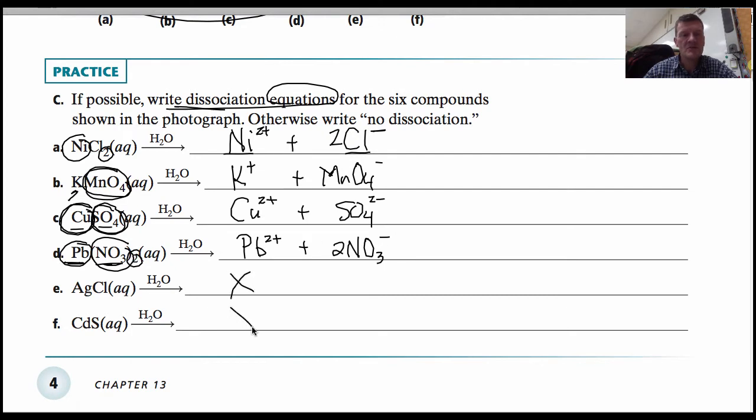And then these two don't dissociate. They just stay as a solid. They don't break apart. The bond between silver and chloride here is probably too strong for the water to get in there and pull it apart. Same thing with the CdS, the cadmium and the sulfur. Too strong, the water can't get in there and remove them, separate them into their ions. Okay.